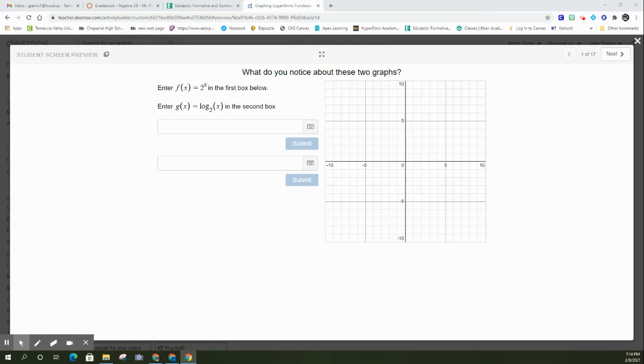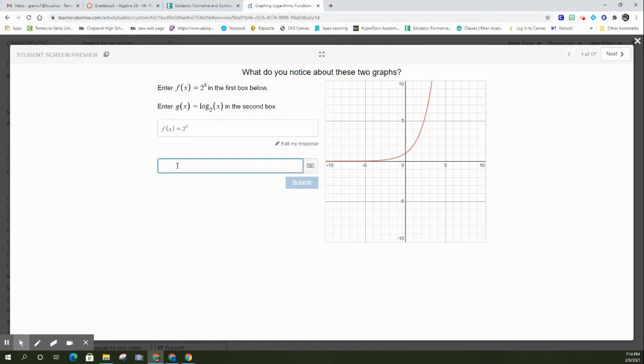So this first slide asks us to look at an exponential function and a logarithmic function. Both of these are considered parent functions of both types. So we'll type in f of x. This is a growth function, right? It's the parent function, so we're looking for a horizontal asymptote at 0, and it's growing, right? My y-intercept should be 1. All right, you hit submit, and it's going to graph it for you.